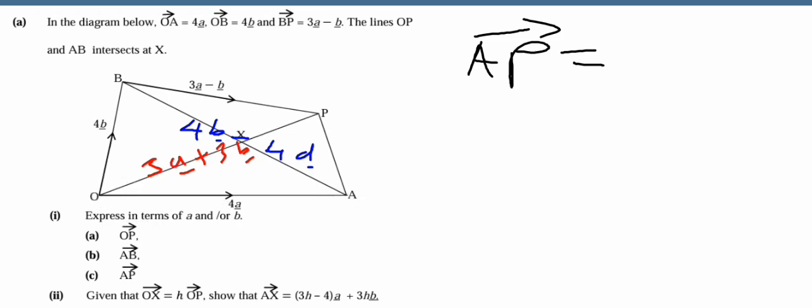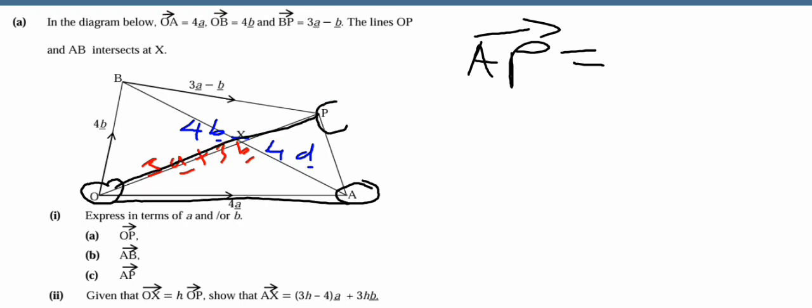So we move from A to O, then from O we go directly to P. We already found OP in the question, which is 3a vector plus b plus 3b vector.